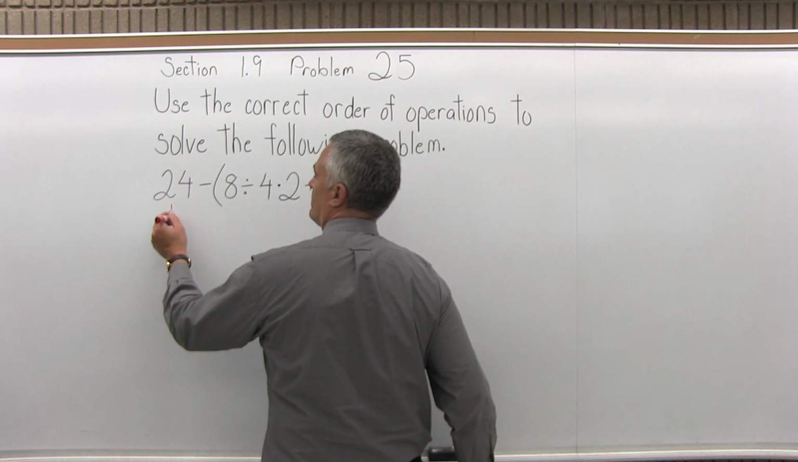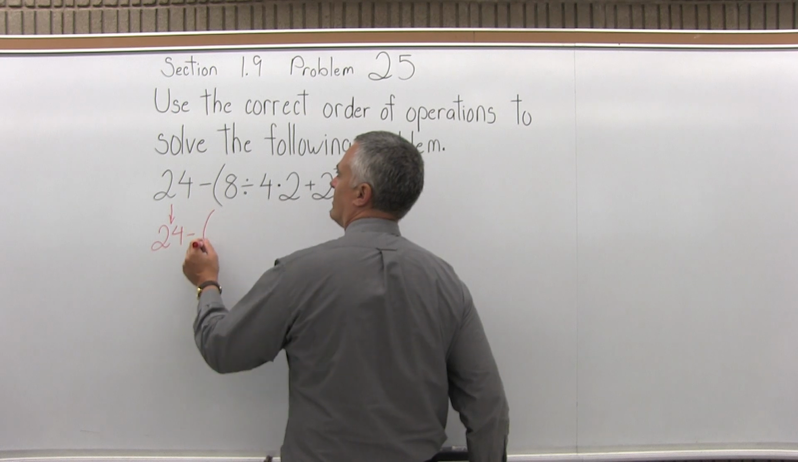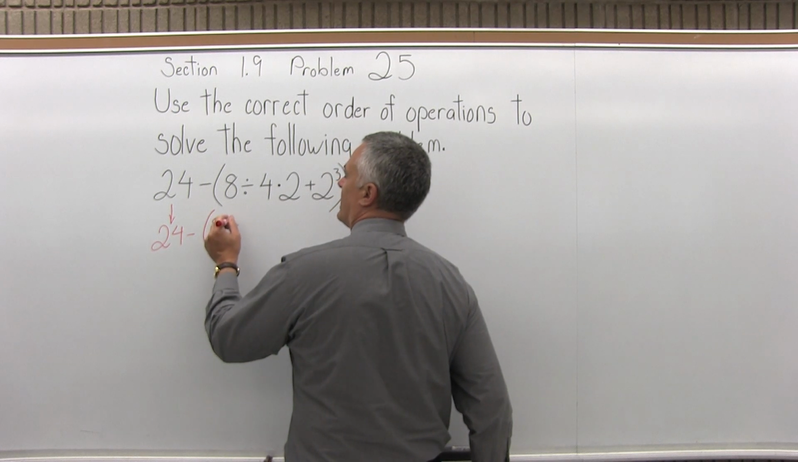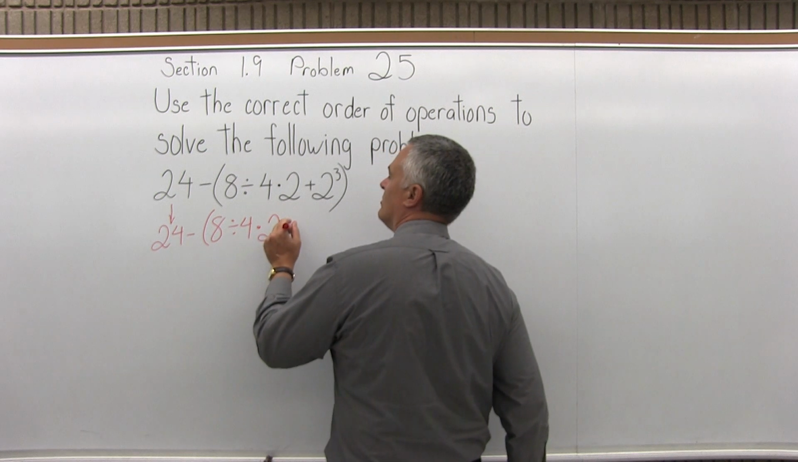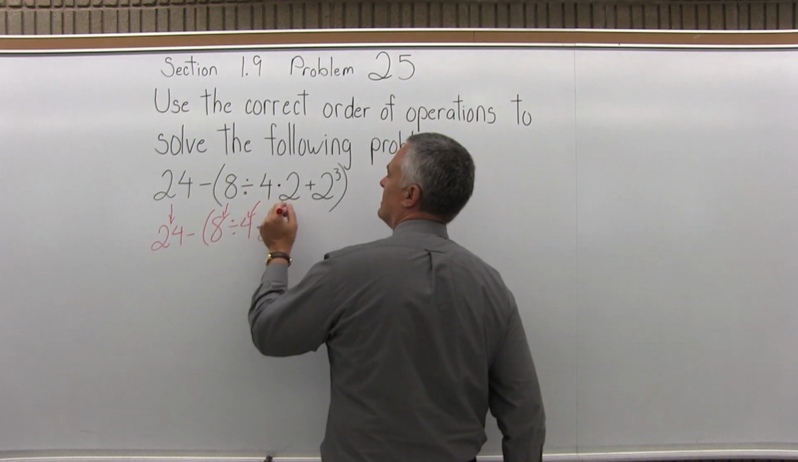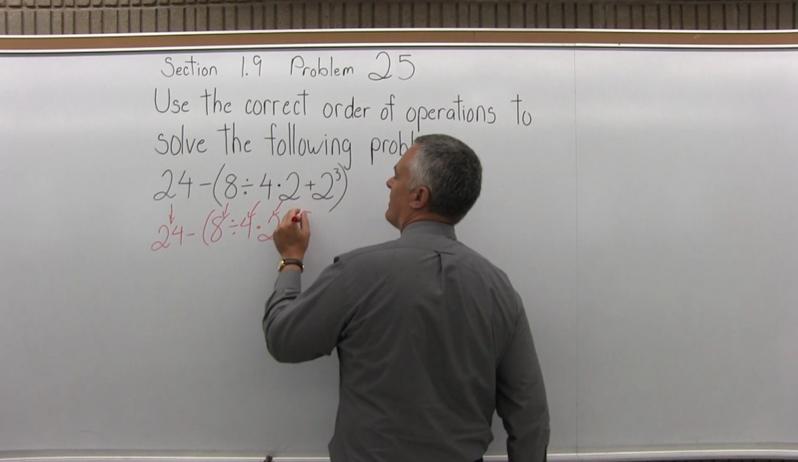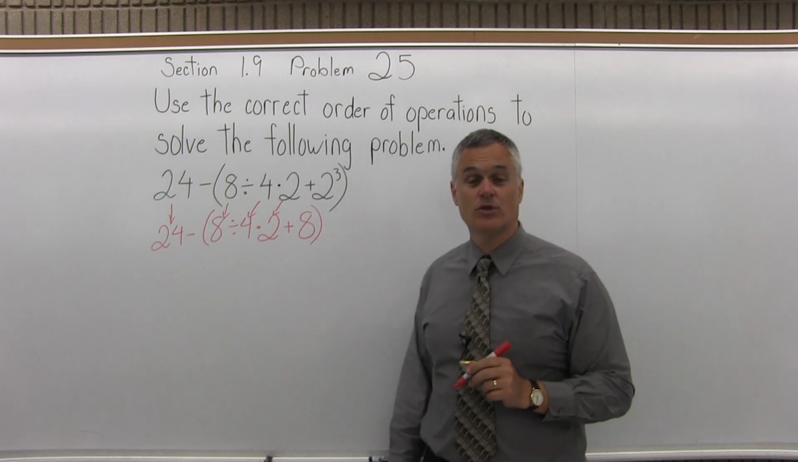So for now, the 24 in front can just come down. The minus will come down. The 8 divided by 4 times 2 plus, all that will just stay the way it is. But the 2 to the third, that'll become an 8. Right? 2 to the third power is 8.